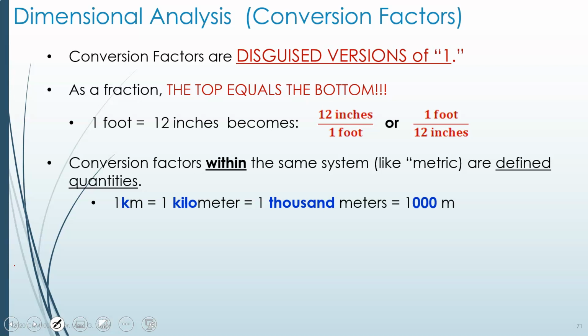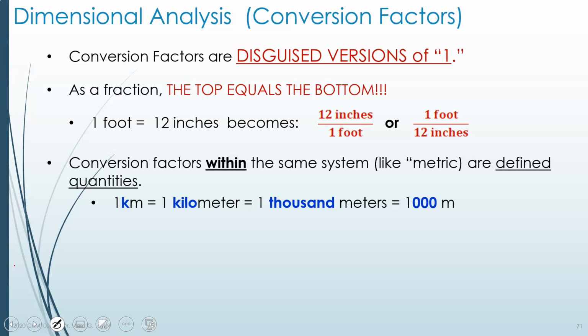Now, conversion factors within the same system, like metric to metric or imperial to imperial, or SI to SI, tend to be defined quantities. 1 kilometer equals 1,000 meters. And in fact, we know that because the prefix tells us so. Kilo means 1,000, and you probably heard somebody say, I made 50K last year. Well, that means they made $50,000 last year. The K stands for kilo, and the kilo literally means thousands, in this case dollars.